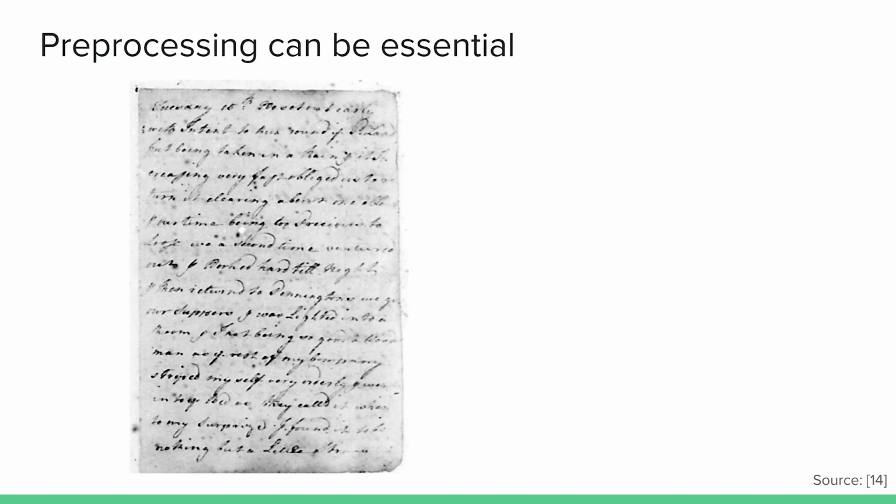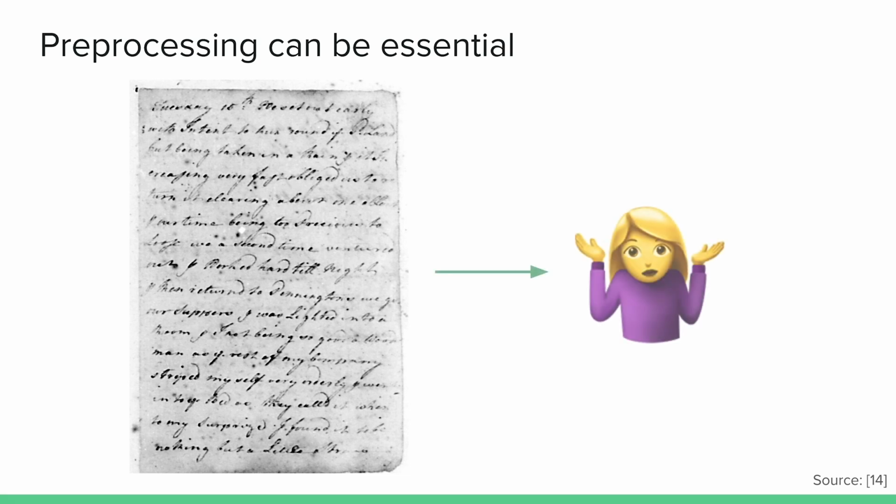Preprocessing can even be essential to make your network work at all. If you present this page of handwritten text to a machine and ask it to tell you what's written on that page, even for humans this is very hard, but a machine will probably just shrug and say, I have no idea, how should I proceed here? Applying the right preprocessing step makes this problem go from unsolvable with neural networks to very hard and challenging, which is already a big step forward.